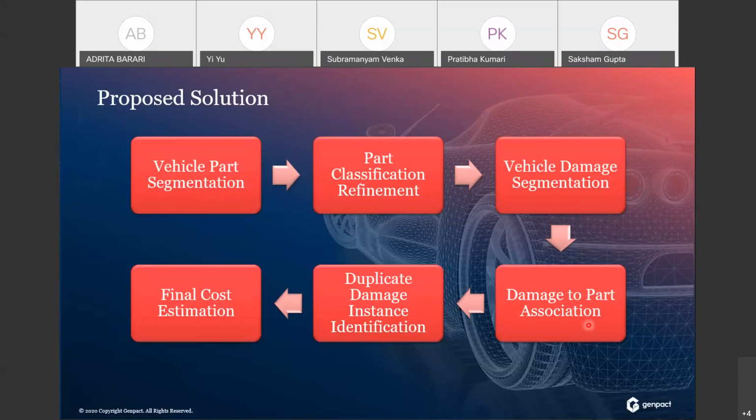So now from these possible candidates, we have to ascertain whether in fact these physical damages are actual duplicate instances or not. And this is where we are using a combination of computer vision geometry to figure out whether a pair of instances are the same instance or not. And then we do a final cost estimation to arrive at a decision. So let's go over these modules one by one.